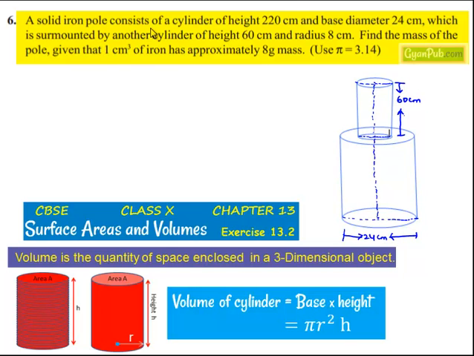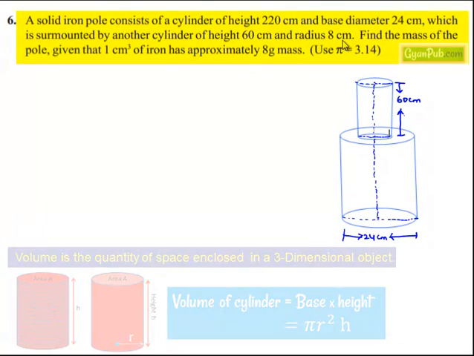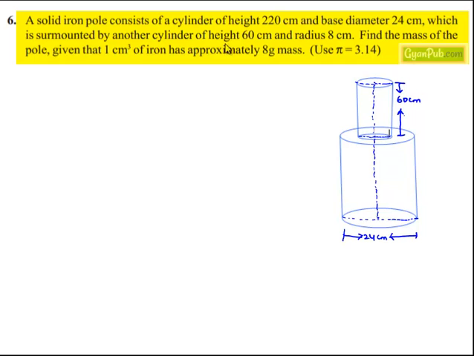Now coming to the sixth question. A solid iron pole consists of a cylinder of height 220 cm and base diameter 24 cm, which is surmounted by another cylinder of 60 cm height and radius of 8 cm. Find the mass of the pole given that 1 cm cube of iron has approximately 8 grams mass.